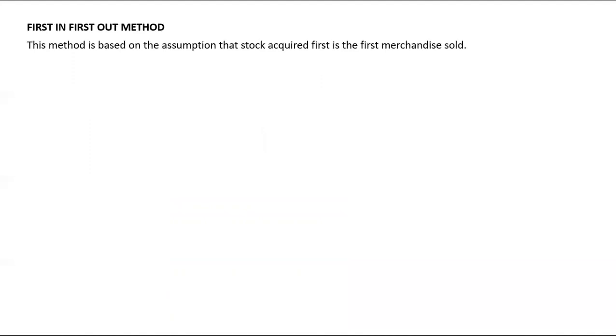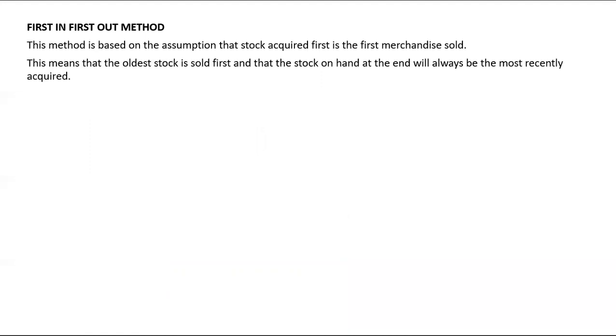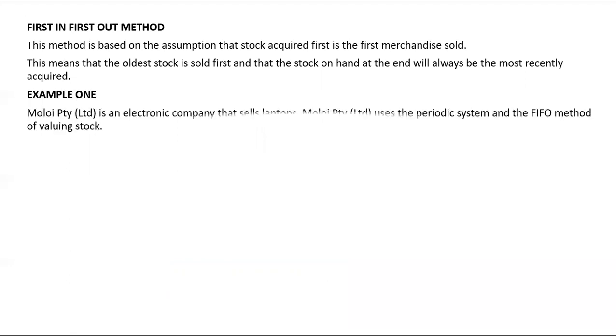This method is based on the assumption that stock acquired first is the first to be sold. This means that the oldest stock is sold first, and that the stock on hand at the end will always be the most recently acquired. And then I gave you one example here where we have Malloy Pty Ltd, an electronic company that sells laptops. Malloy Pty Ltd uses the periodic system, so they only calculate cost of sales and closing stock at the end of the period. But they use the first in, first out method of valuing stock.